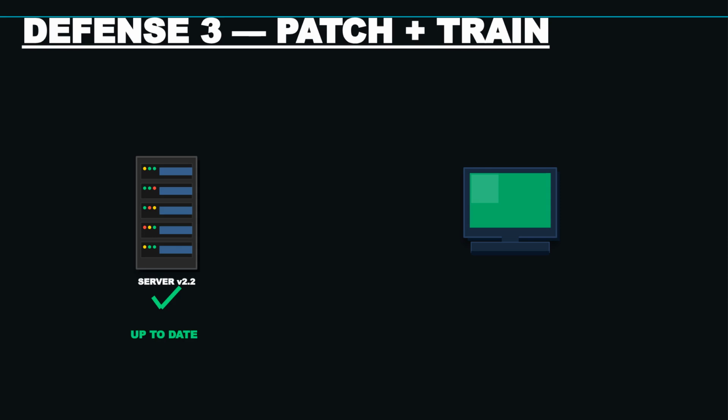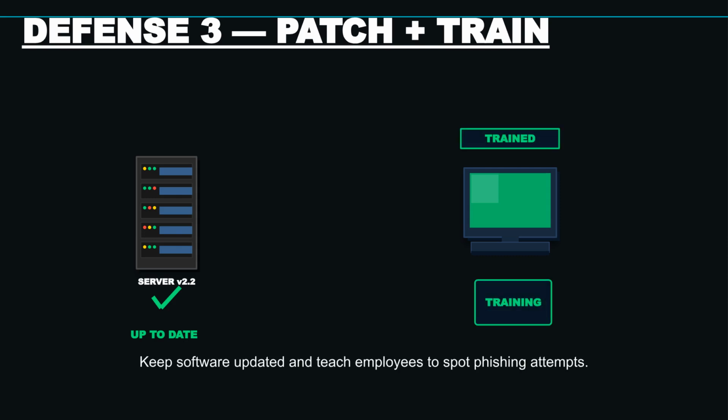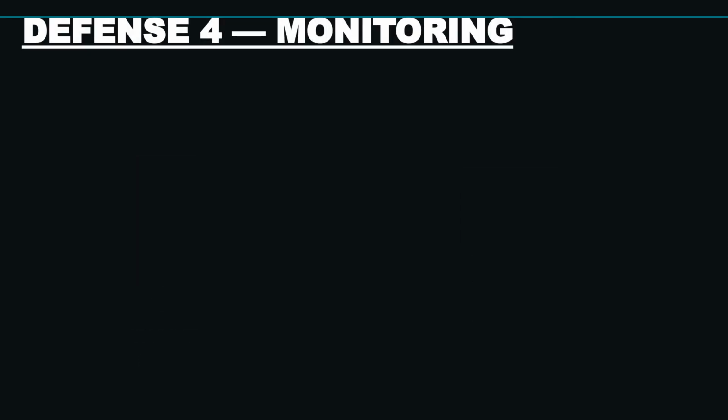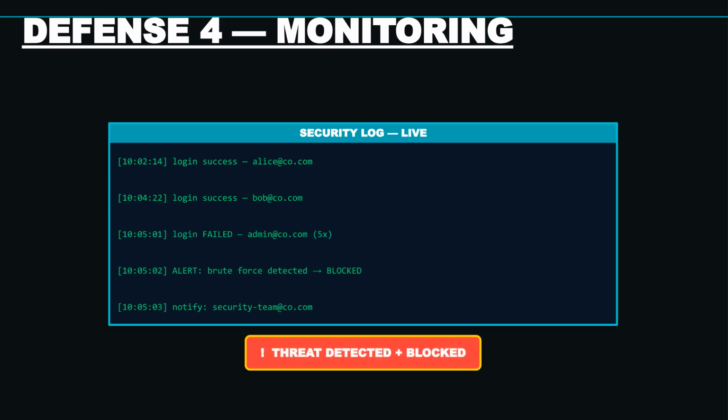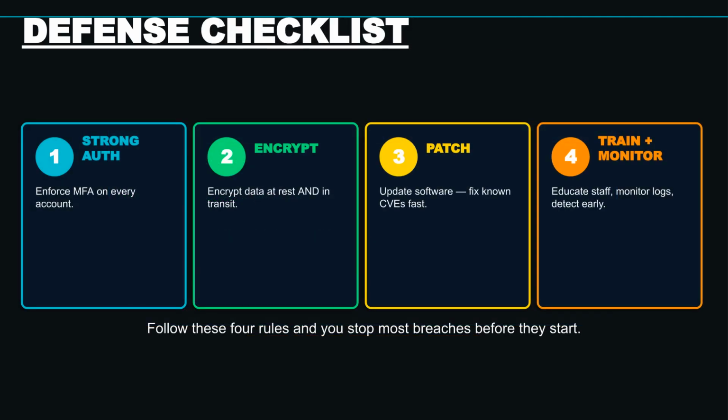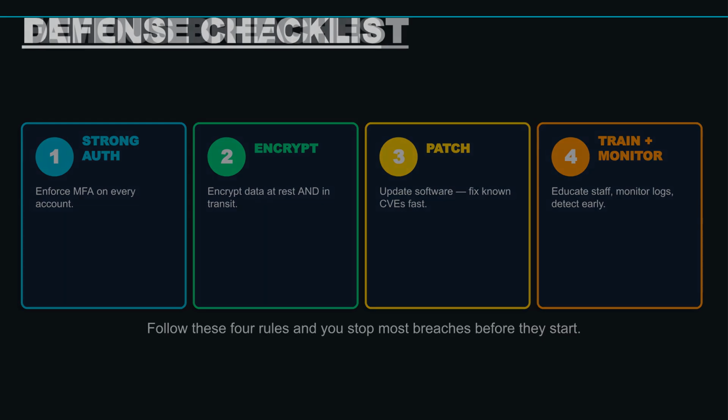Defense 3 is patching and training. Keep your software up to date to close vulnerabilities. Also, train your employees to spot and avoid phishing attempts. Defense 4 is monitoring. Use security logs to detect and block threats instantly, such as a brute force attack, and notify the security team immediately. These 4 rules form a strong defense: strong authentication, encryption, patching, and monitoring. Follow them to stop most breaches before they start.